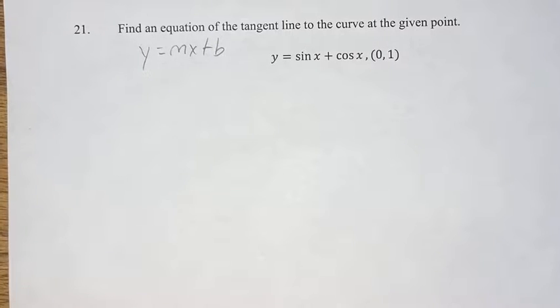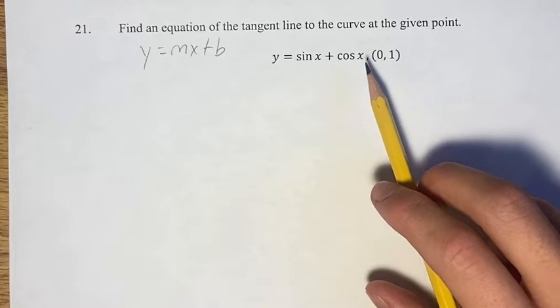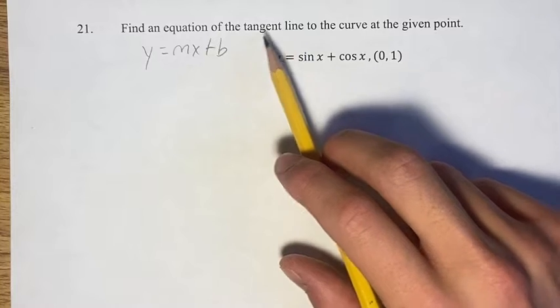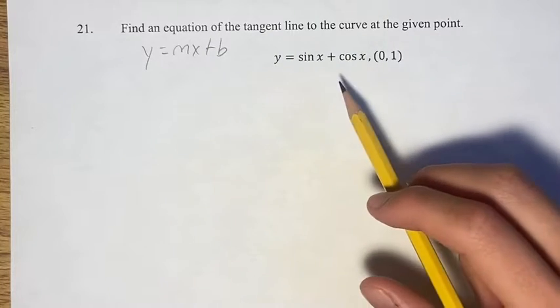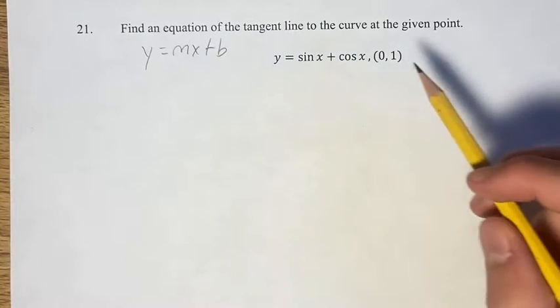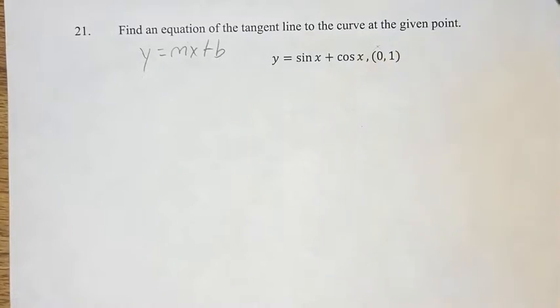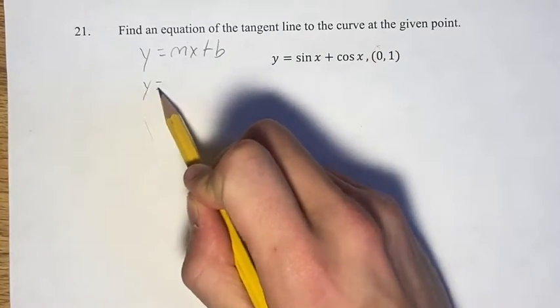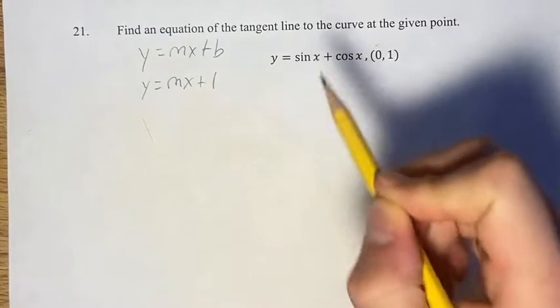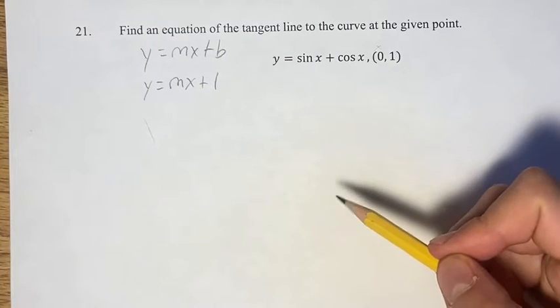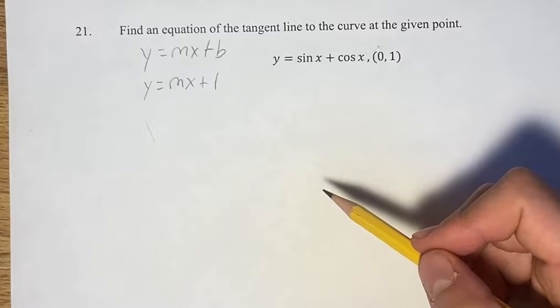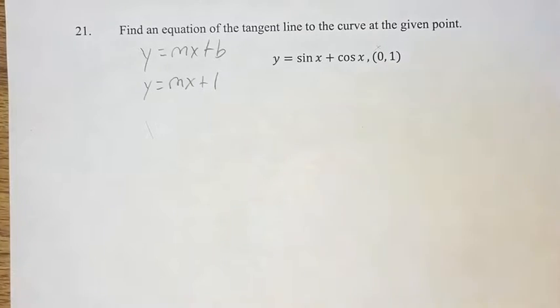We're told that this line is tangent to this curve at this point, (0, 1). And if this point is on the line, then that means this point is the y-intercept because x is 0 at this point. So we're looking at y is equal to mx plus 1. Now all we need to do is find the slope, and we're going to use the derivative to find that.